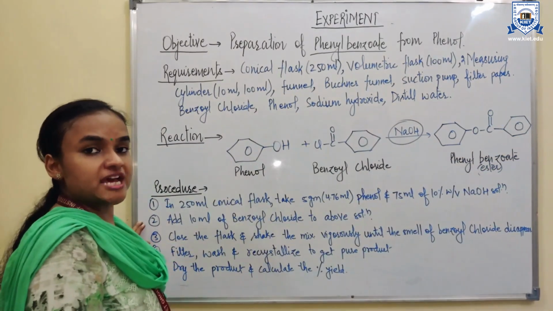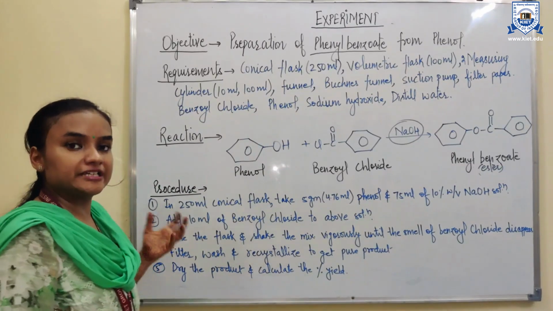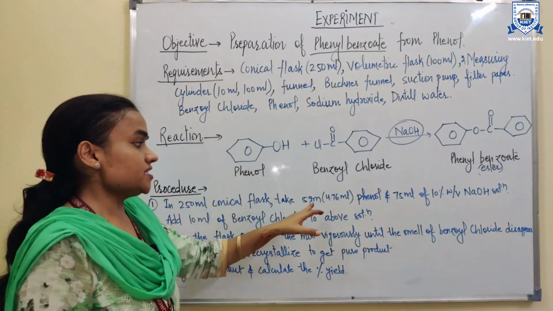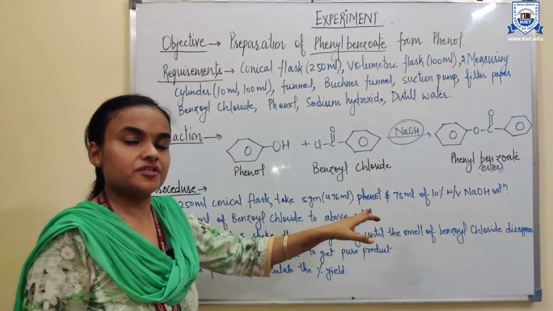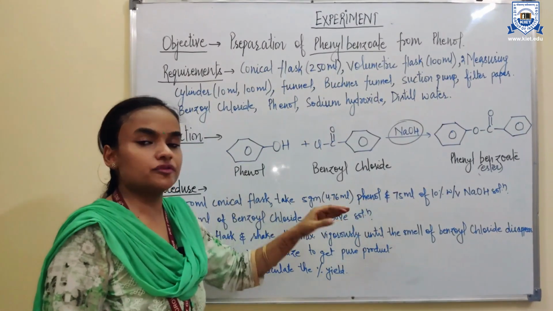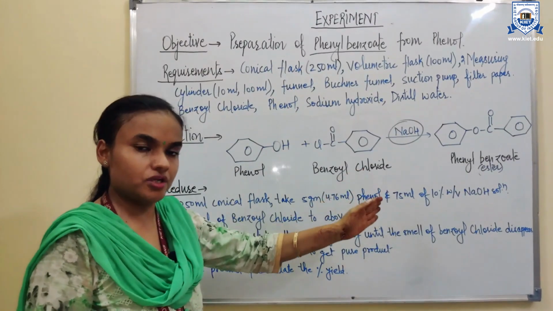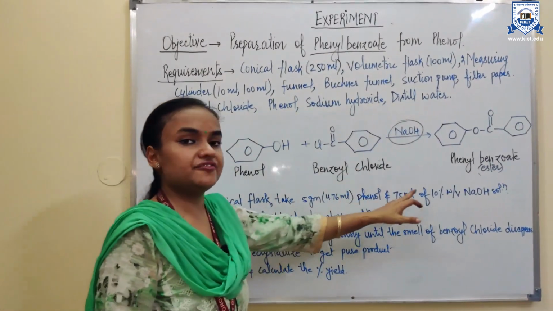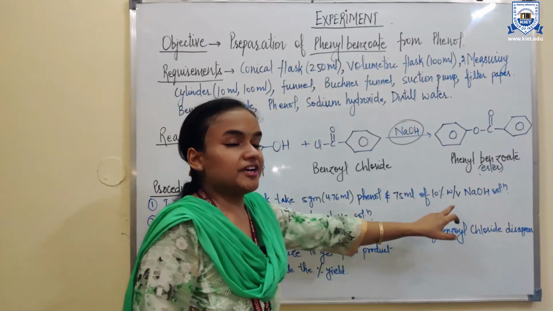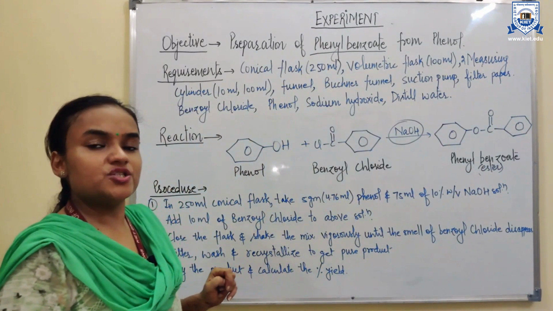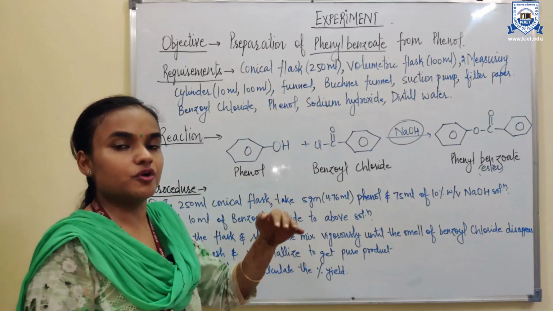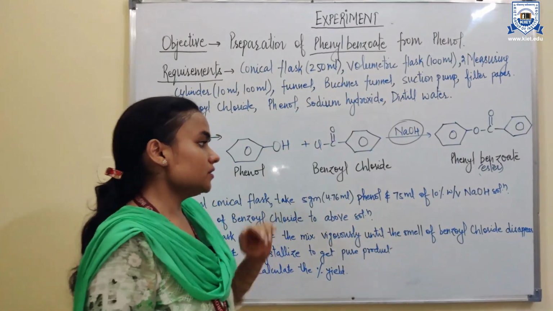These are the steps involved in the procedure. In the first step, we take a 250 ml conical flask, to which we add 5 gram of phenol. Since the density of phenol is 1.07, the calculated volume is 4.76 ml of phenol. So we will add 4.76 ml of phenol, and to this we add 75 ml of 10% weight by volume NaOH solution. The 10% weight by volume NaOH solution is prepared by dissolving 10 gram of NaOH in a small quantity of water in a volumetric flask, and the final volume is made up to 100 ml with water.